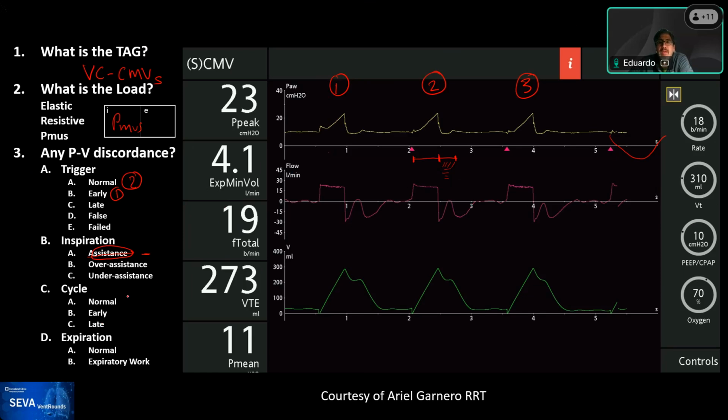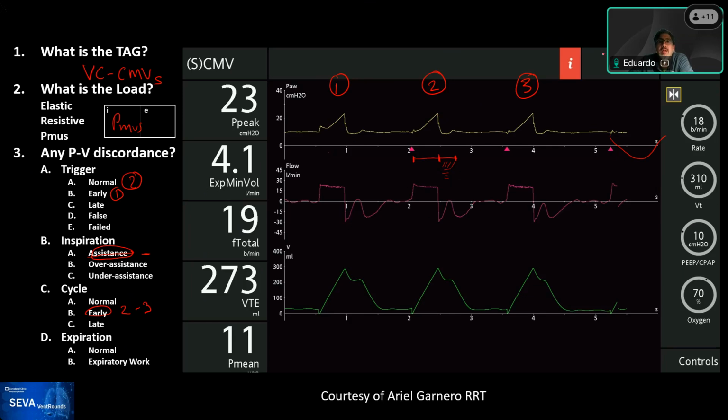And I kind of gave you the answer already, but I want you to reinforce it in your brain: what is this, early or late? There we go. Yeah, excellent job. So this is consistent. For breaths 2 and 3, this is early cycle. So the machine cycled earlier in reference to the patient.